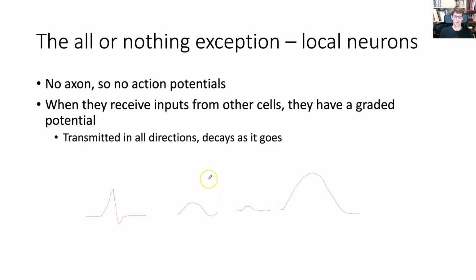So if you're very close to the start of the graded potential, you'll see its full effect. But if you are hundreds of microns away, it might have a very minimal effect. We aren't really going to talk about these after this, but it's just one of those things that I think is worth knowing, that an exception exists. They're often most important in your retina, which is where I usually put them.